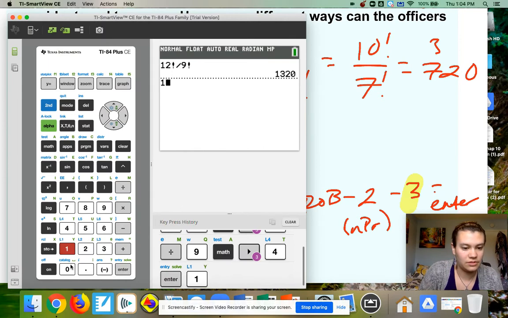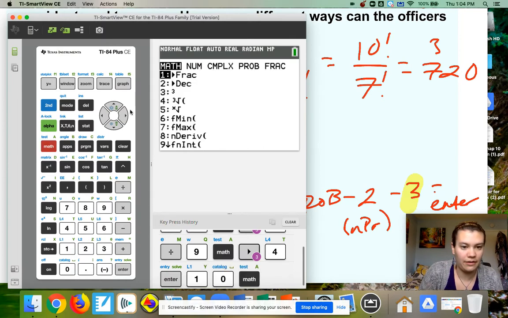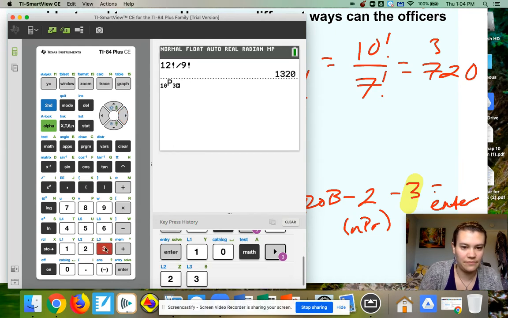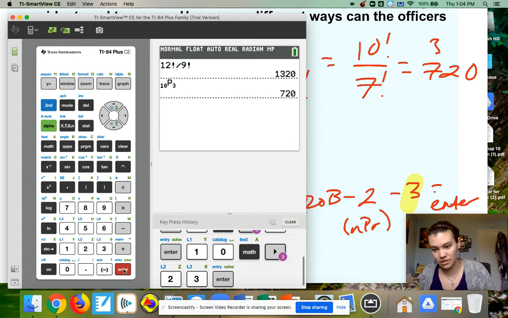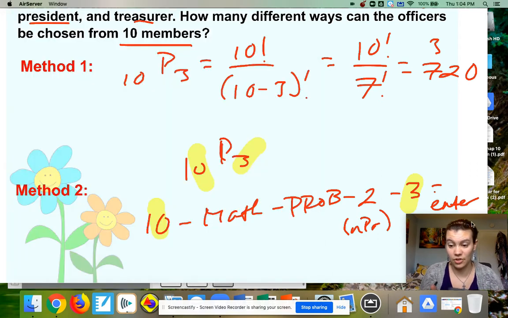So 10, math, arrow over to probability, and we want this one right here, the number 2, and then put in 3, and hit enter, and it will give you 720. So it does all that factorial stuff for you instead of having you have to do it by hand. So it's up to you if you want to do it by hand or put it all in the calculator. It doesn't really matter.